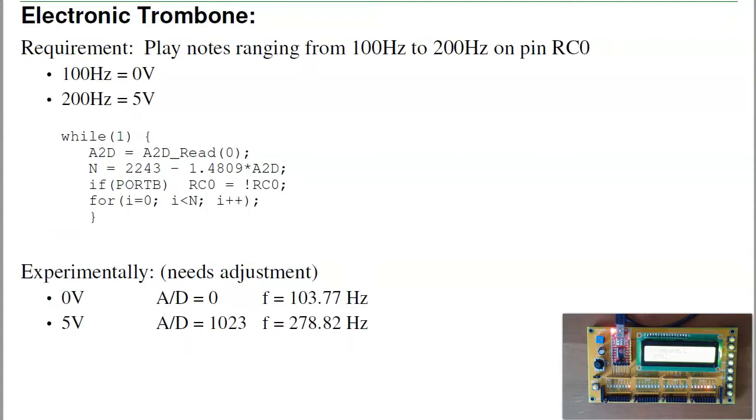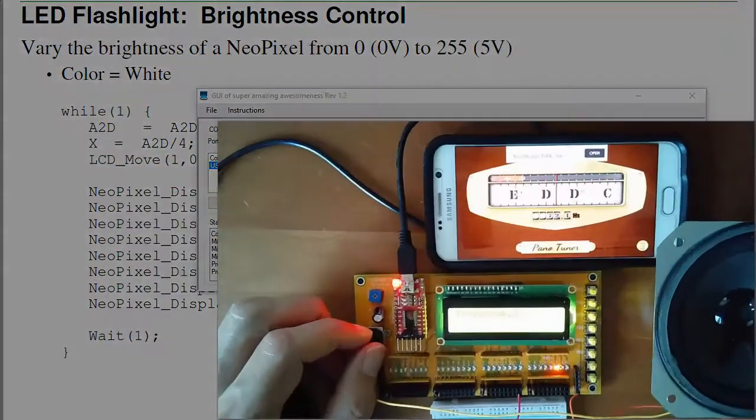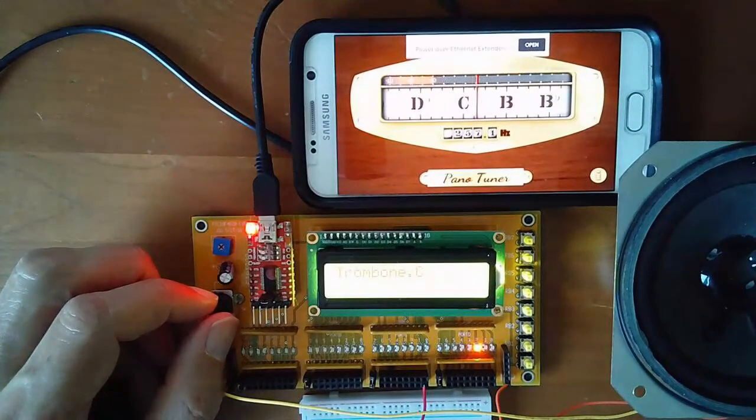Let's start with the trombone. If I read the analog input, this is a number between 0 and 1023. If I toggle port C pin 0, then wait, the amount of time that I wait sets the frequency. If I change N, I can change the frequency from low frequency to high frequency. And that's what this code does. I want to go from 100 Hertz to 200 Hertz. So at 100 Hertz, figure out what N is. At 200 Hertz, figure out what N is. And then do a linear curve fit between the two. So this is what that looks like.